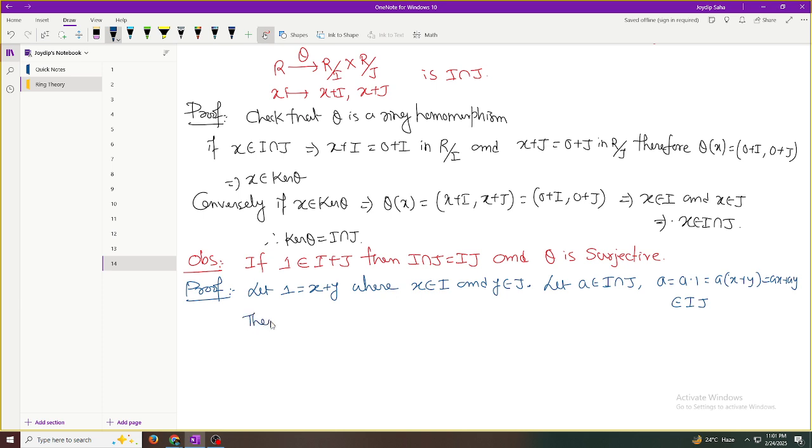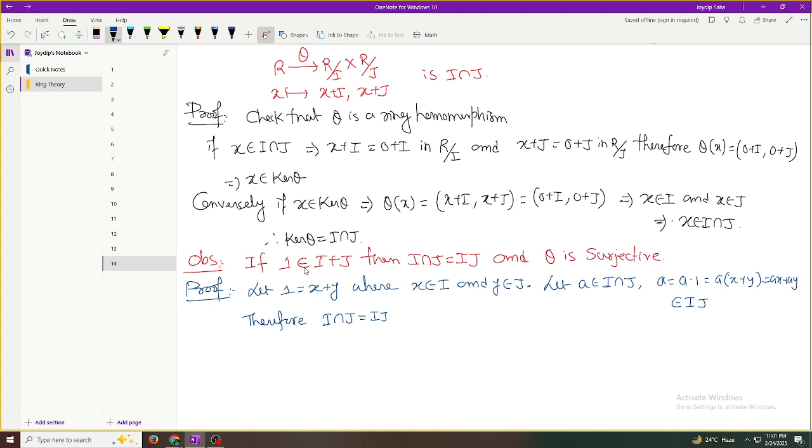Therefore I intersection j equals ij, because we know that ij is a subset of I intersection j, it is always true. Now this condition is called the co-maximal condition. The co-maximal condition is giving you that I intersection j is a subset of ij.